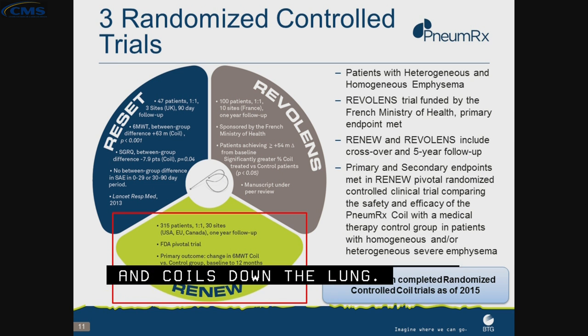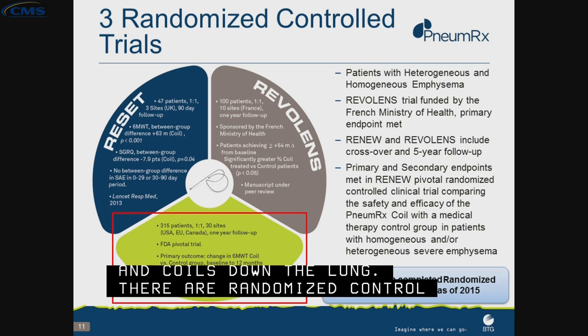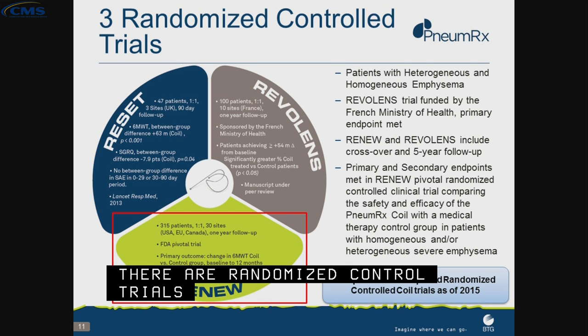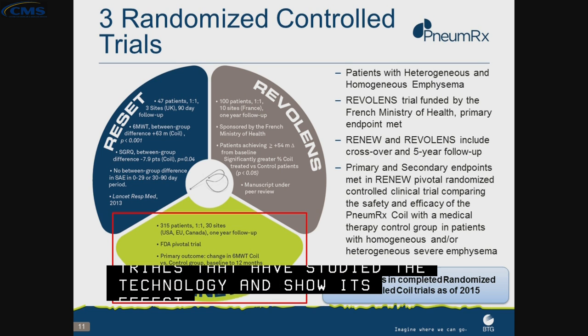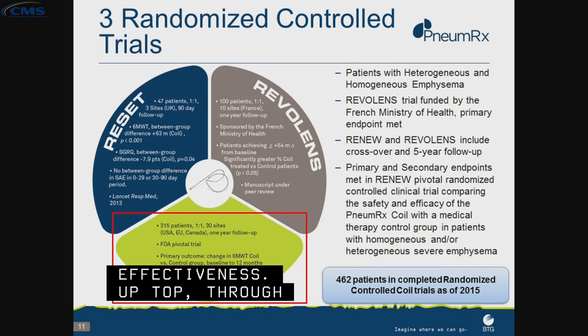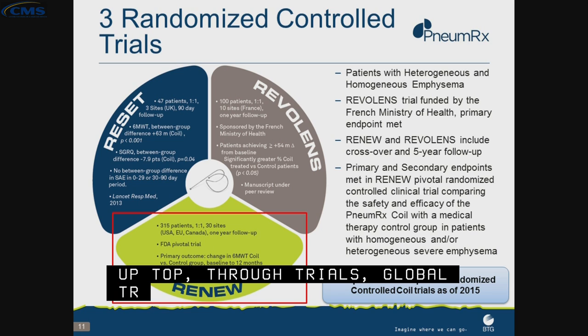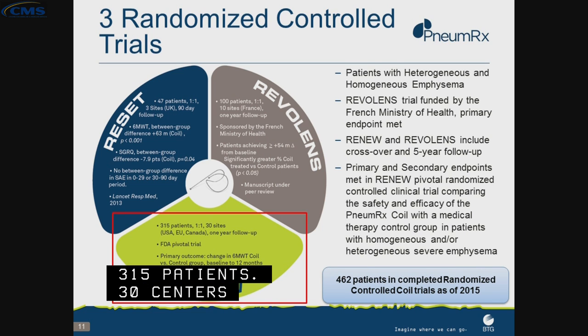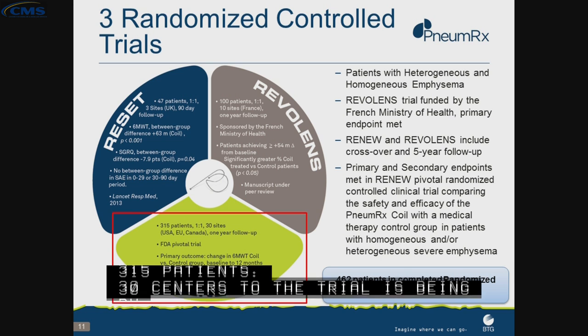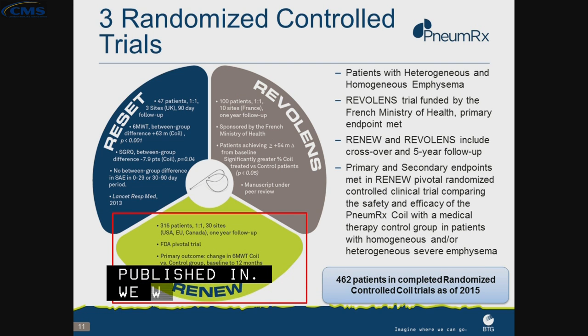There are randomized controlled trials that have studied this technology and showed its effectiveness. You can see up top there, the RESET trial and the REVOLENS trial. These are global trials. The U.S. trial is the RENEW trial that you can see at the bottom there, 315 patients and 30 centers. The trial is being published soon, and we'll have the results publicly available. There are some preliminary results publicly available.